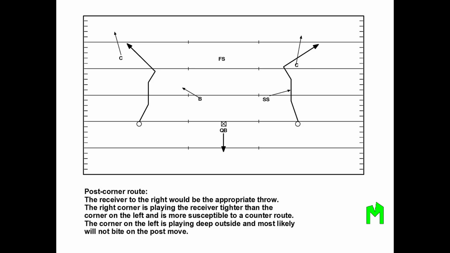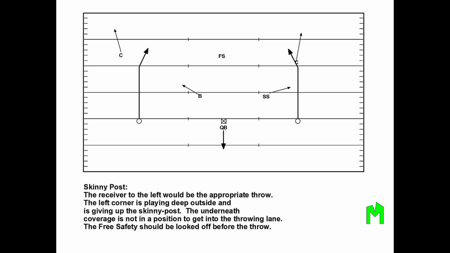The right cornerback is playing tight and is more susceptible to the counter move, which fakes inside before breaking out. The left cornerback plays deeper and outside, making him less likely to bite on the post fake. This route exploits defensive tendencies and shows how the QB can use route combinations to create separation and open throwing lanes. The skinny post is effective because the left cornerback's deep outside positioning leaves the skinny post open inside.